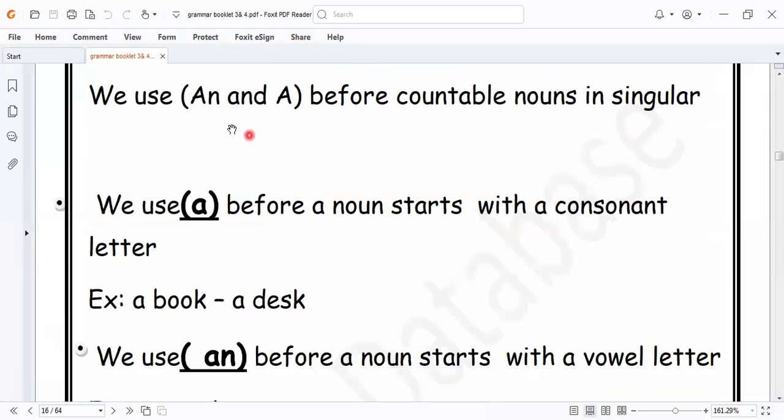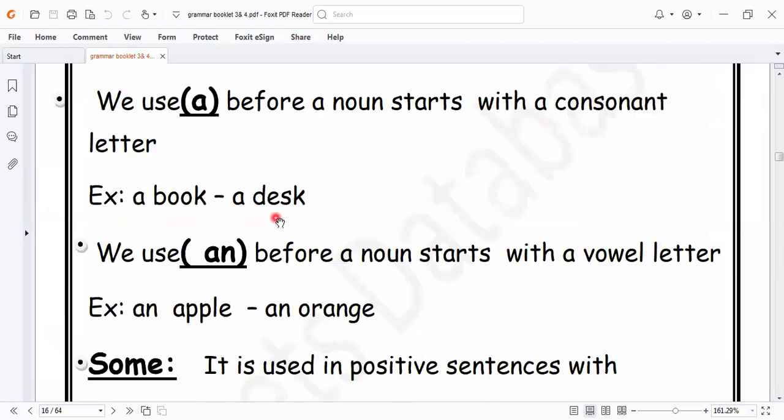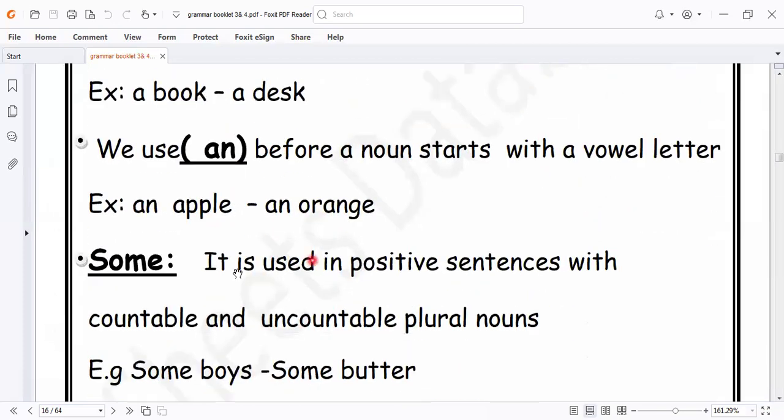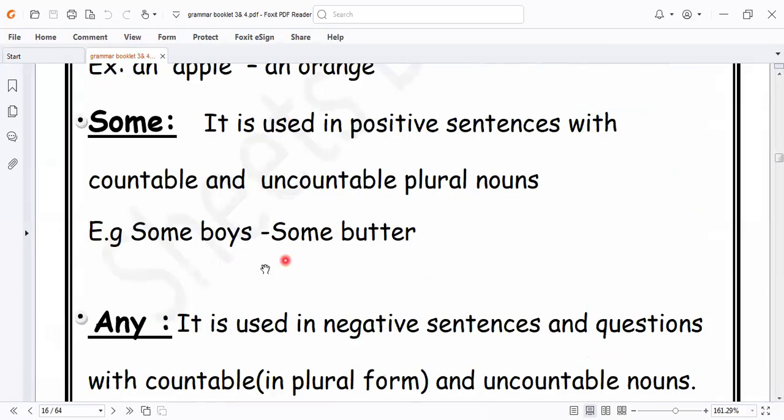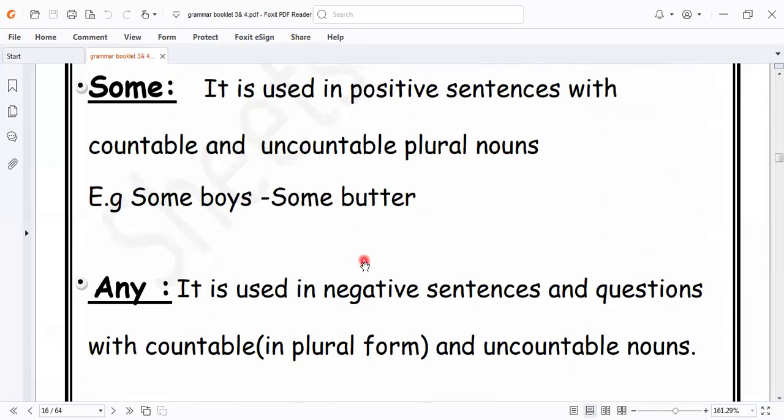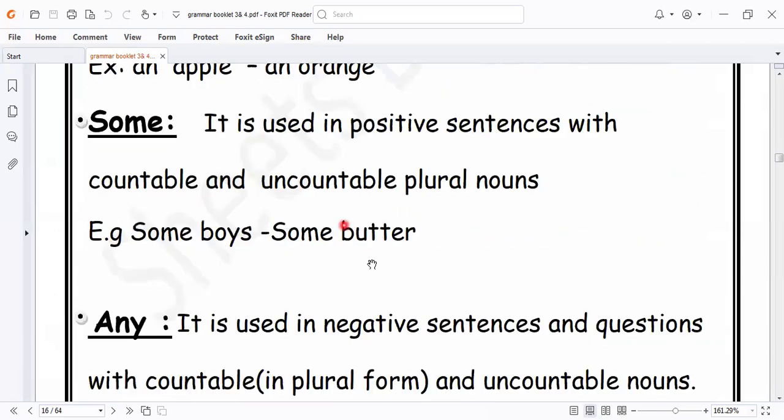Here we also use a and an before countable nouns, like a book, a desk, an apple, an orange. Some is used for positive or affirmative sentences, like some boys, some packets, and so on.